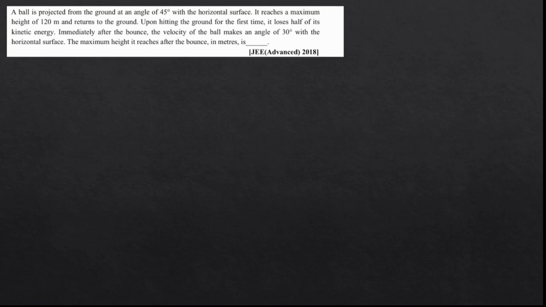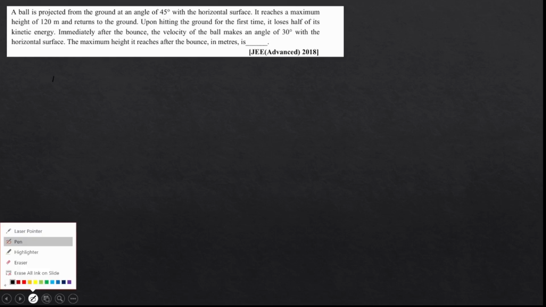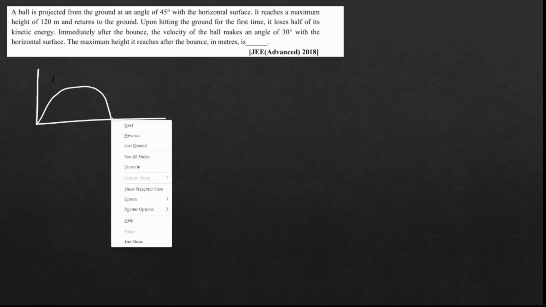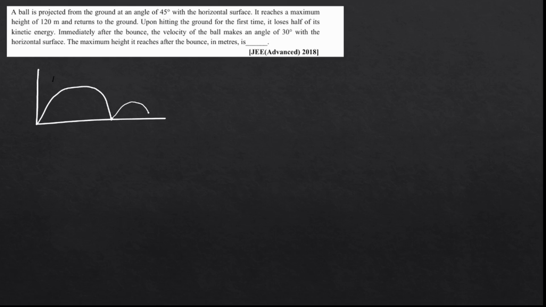Okay, so the next question is again from IIT JEE Advanced. Here in this question, what we have been asked is that there is a projectile which is projected at a particular angle which is 45 degree, and when it reaches back, oh sorry, there is a ball, right? When it reaches the ground, it again bounces back, and its angle of projection is 30 degree. Here it is 45 degree, and we have been given its maximum height, which is 120 meter, and we need to find this maximum height, right?